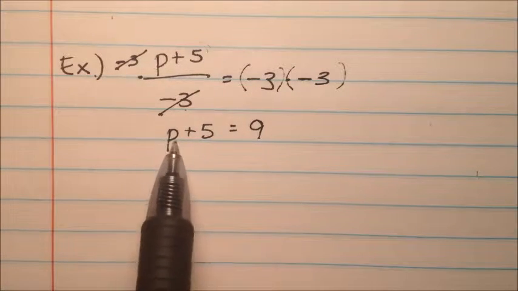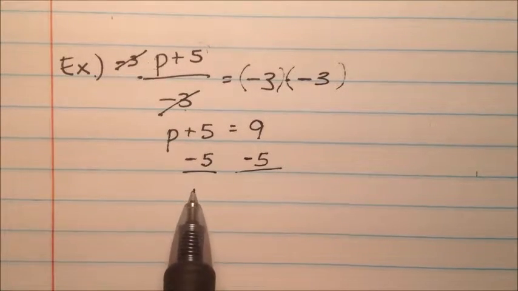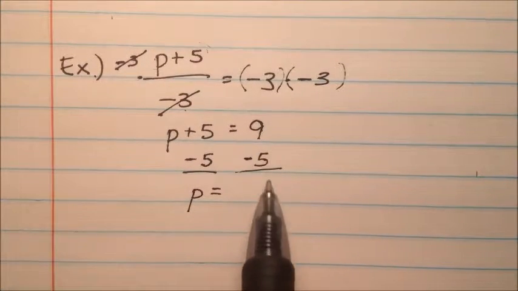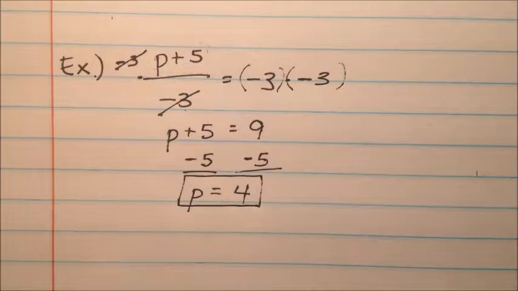So now in order to get this p by itself, I'm going to subtract 5 from both sides, and it turns out that p equals 9 minus 5, which is 4. So the answer for our fifth example is p equals 4.